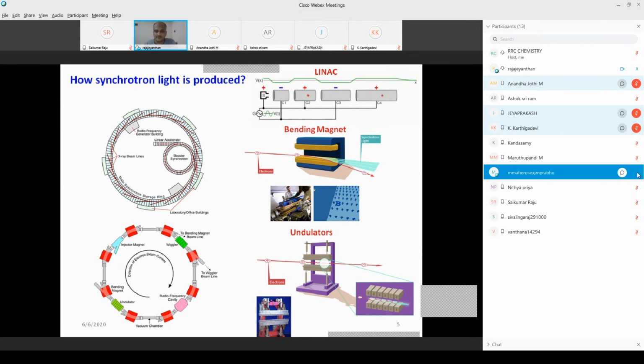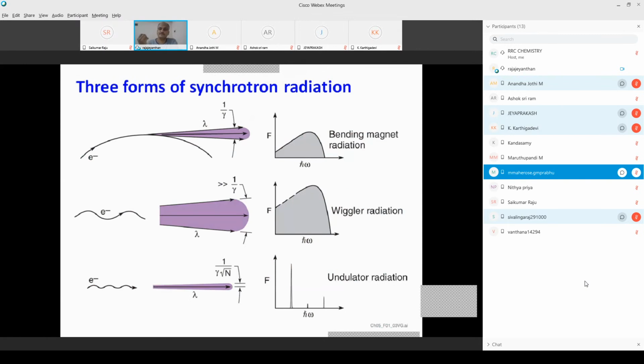These are real pictures of the bending magnet. See how big it is, and these are real pictures of the undulators. In undulators we get a narrow band of synchrotron light. In the bending magnet we get a broad band of synchrotron light. Next, from a synchrotron you get three forms of synchrotron radiation: bending magnet radiation, wiggler radiation, and undulator radiation. In the bending magnet, the electrons are deflected, so you get a broad band of energy, that is ħω, with frequency written as omega because the electrons are rotating in a circular path. So we have to talk in terms of angular frequency.